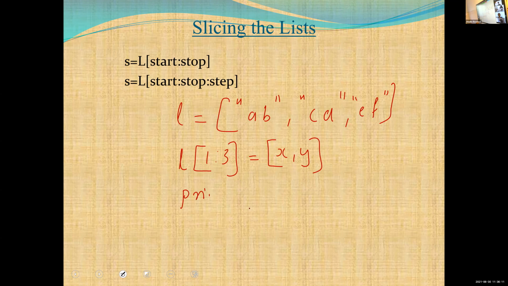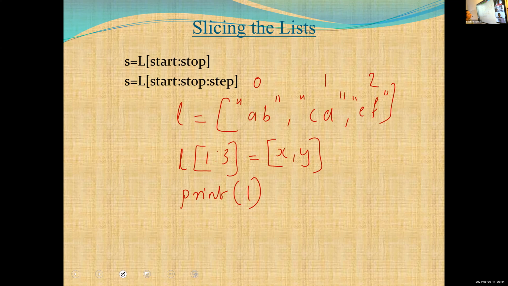Aditya, what is the meaning of the second statement? We are changing the value. Why is it 1 and 3? Because we need to change the index values 1 and 2. We need to change C, D and E, F. The position value of CD is 1 and the position value of EF is 2. So we are using start value as 1 and stop value as 3.